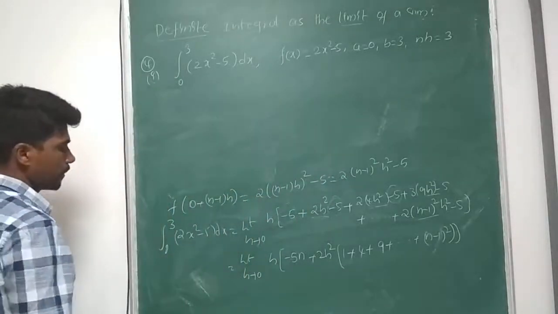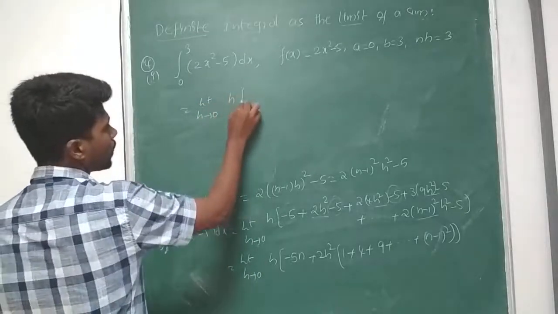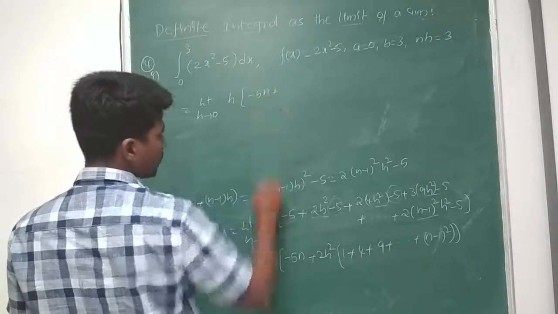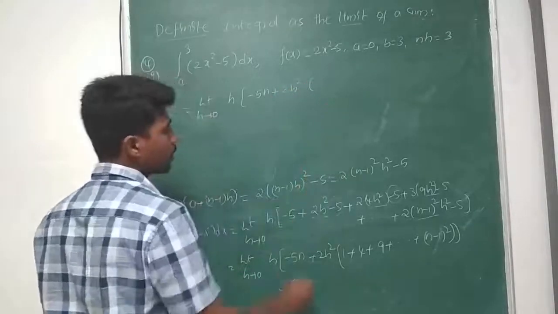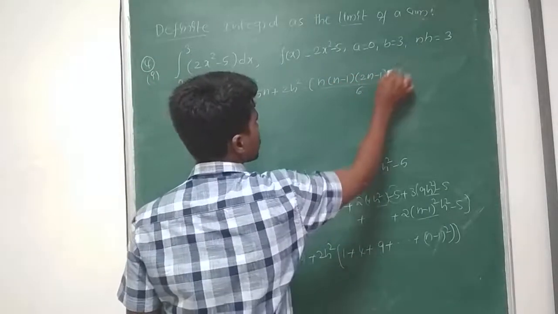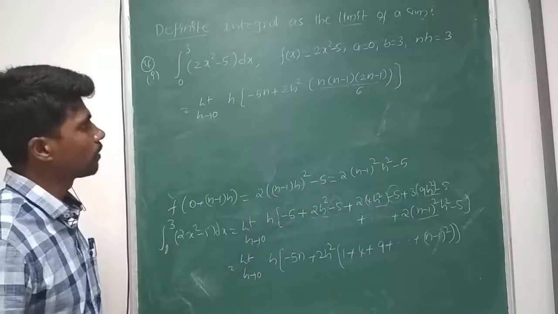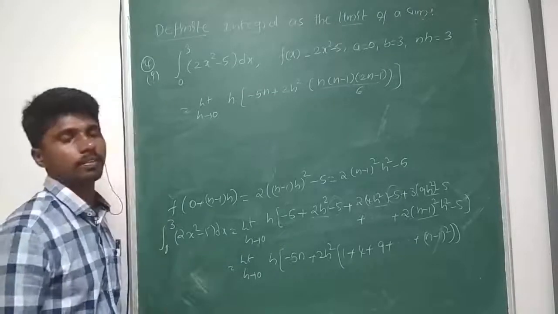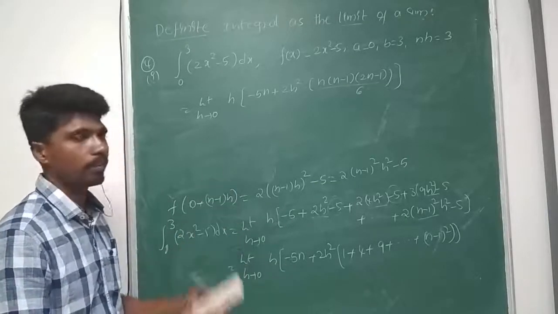Substituting, I get the answer as limit h tending to 0, h into minus 5n plus 2h square into n into n minus 1 into 2n minus 1 by 6. I hope you understand that. Instead of n, I have to substitute n minus 1. Actually the formula is n into n plus 1 into 2n plus 1 by 6, but we have till n minus 1 only, not till n terms. That's why the formula changes.